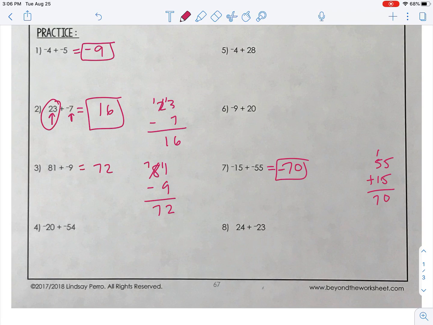So 72, what kind of 72? Look at 81, look at 9. 81 is the bigger number. The bigger number is positive, so our answer 72 is positive.